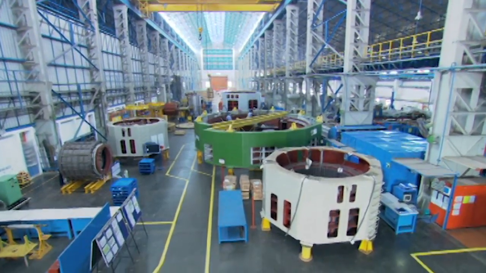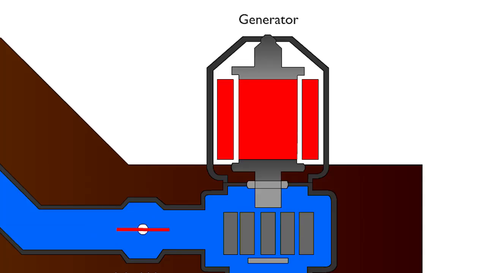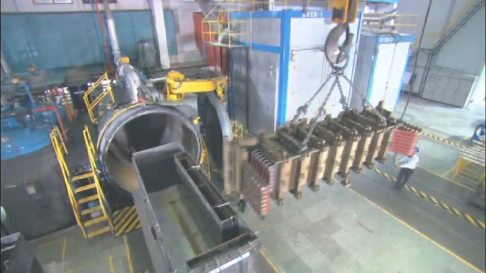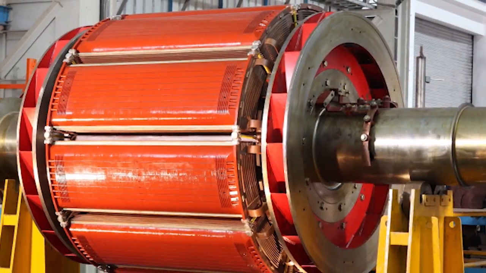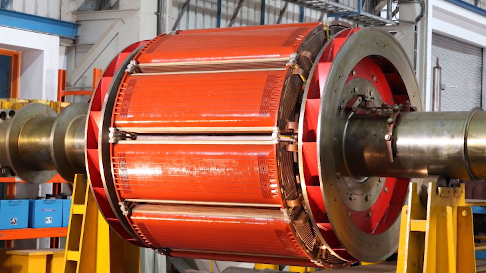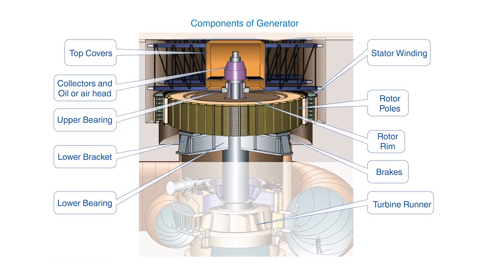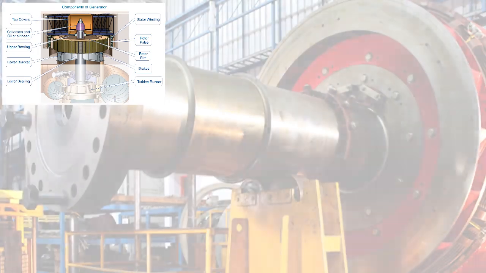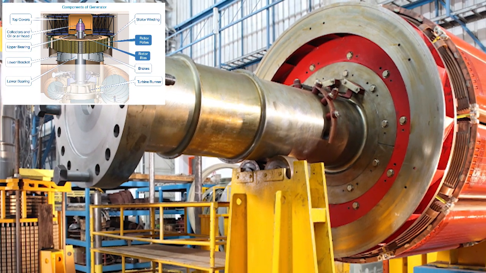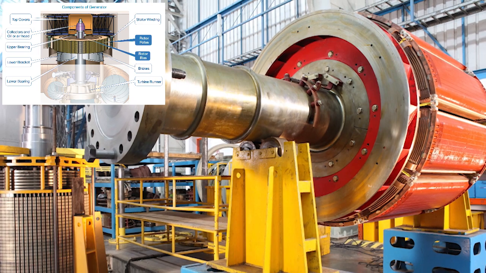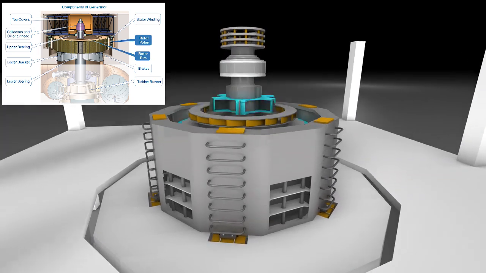Generator. The heart of the hydroelectric power plant is the generator. A generator converts the mechanical power produced by the turbine into electrical power. The magnetic field between the stator coil and the rotor magnets creates an electric current in the stator coil in accordance with Faraday's law of electromagnetic induction. Components of generator. Rotor. The rotor is the rotating magnet part of a generator, which produces a rotating magnetic field. Stator.